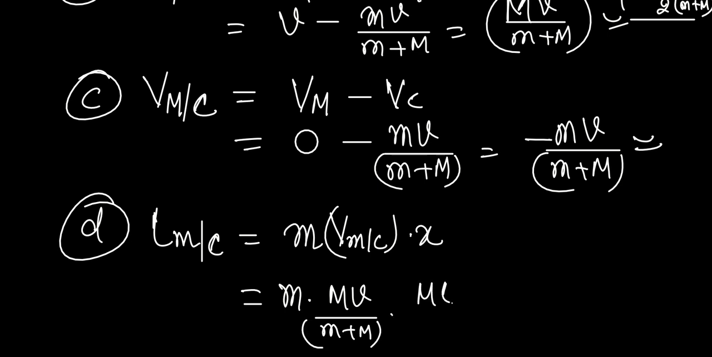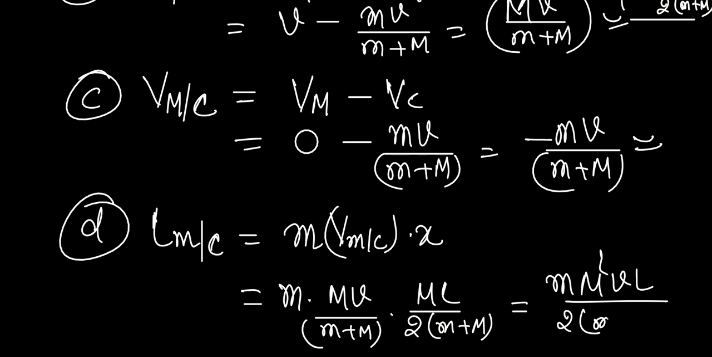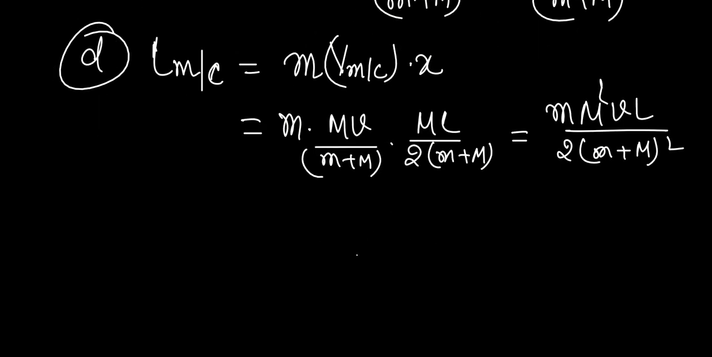X is ml by 2m plus M. So this will be M squared vl upon 2m plus M, the whole squared. This is the angular momentum of the particle with respect to the center of mass before the collision.